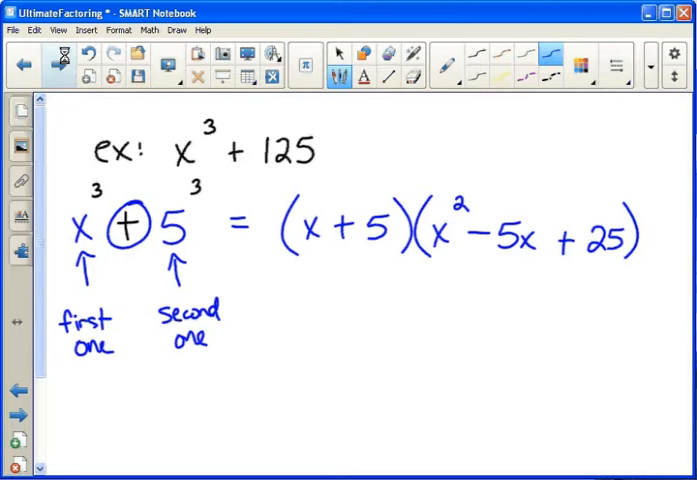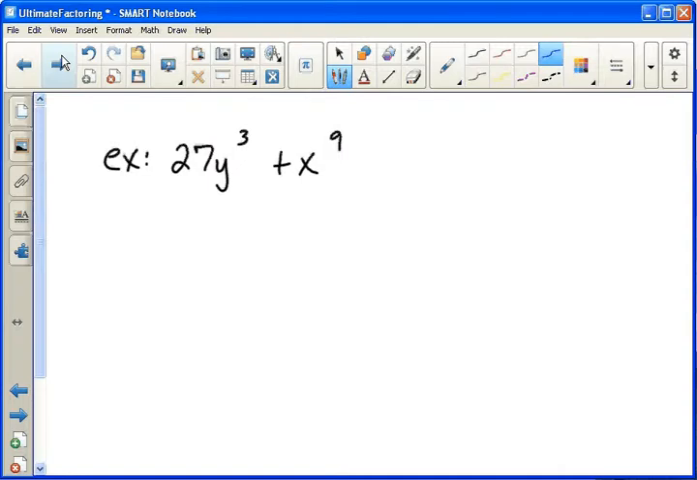Okay, now let's move on to 27y cubed plus x to the 9th. So we need to think what is actually being cubed. So what cubed gives me 27, or what is the cube root of 27? That's 3. And the cube root of y cubed is just y. So 3y is being cubed, giving us 27y cubed. And then what cubed gives you x to the 9th, or what's the cube root of x to the 9th? And that would be x cubed.